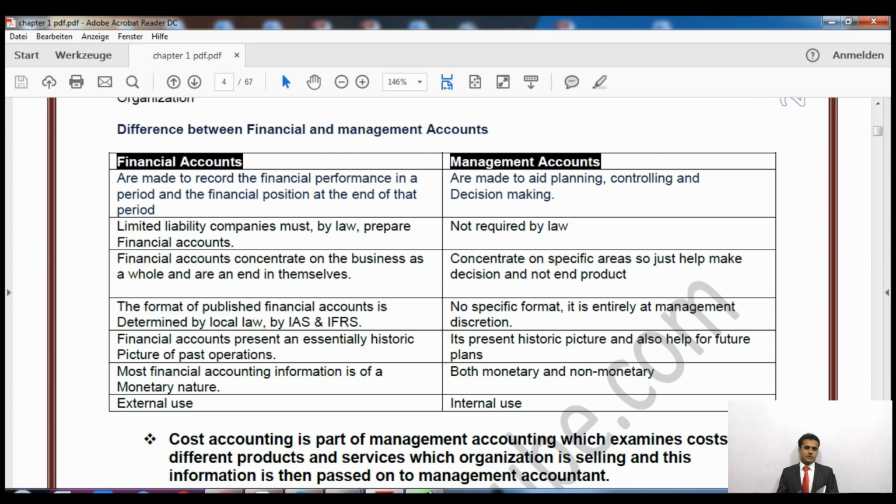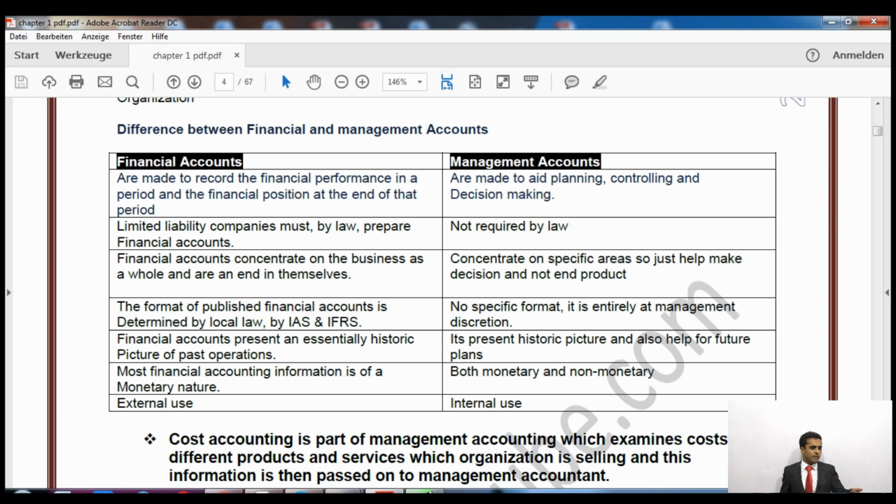Now management accounting is just for internal use, whereas financial accounting is not for internal use, it is for external use. Management accounting is for internal use, to improve our systems and our organization. We make the accounts, so we look for pitfalls, then we try to improve that, right? So that is management accounting.